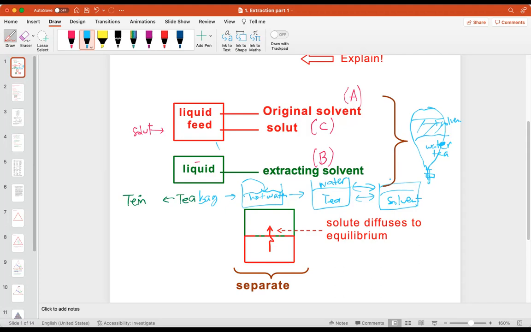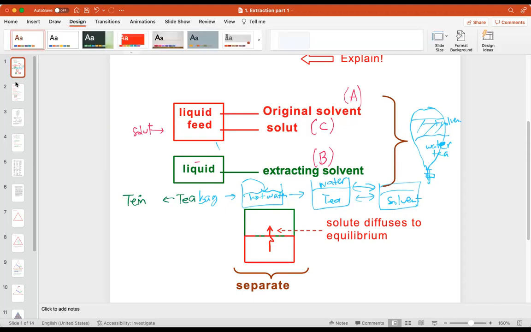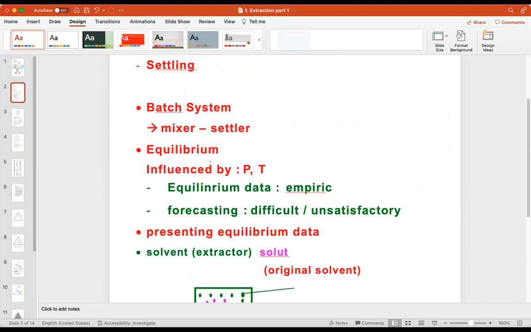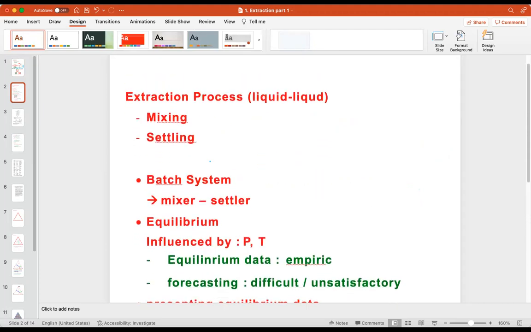Okay, right. So that is the principle of extraction. In the operational scale, in plant scale, the extraction process is carried out with a mixing process where liquid 1 and liquid 2 are mixed together and in contact, and then the solute can transfer from liquid 1 to liquid 2.